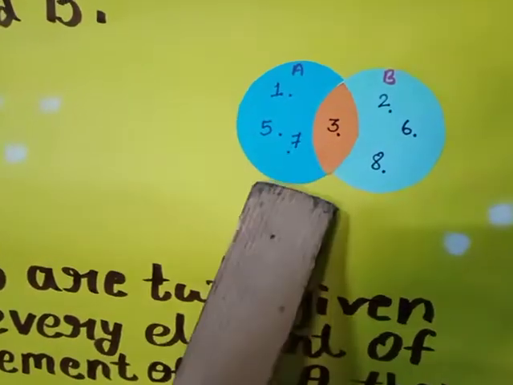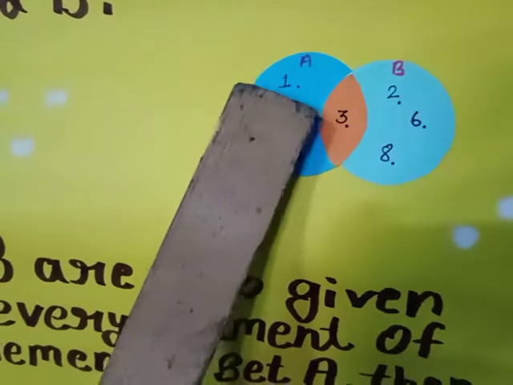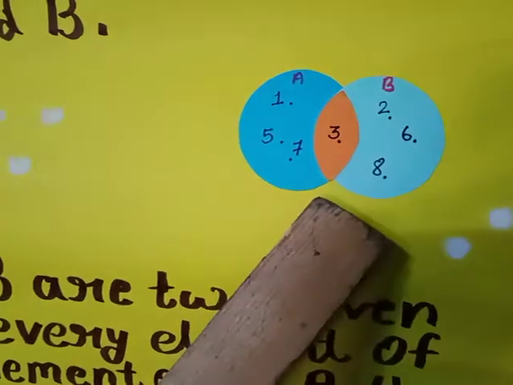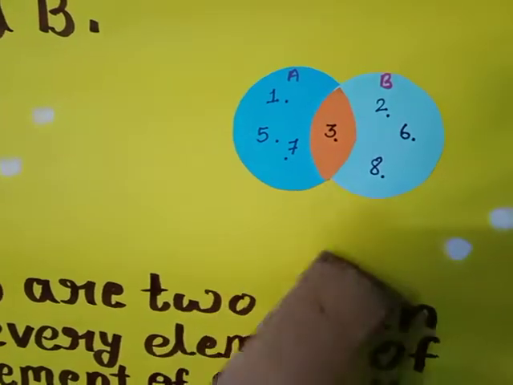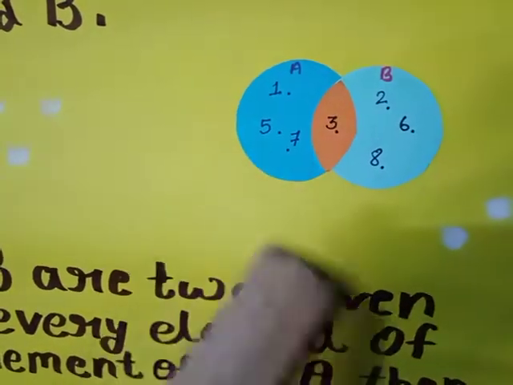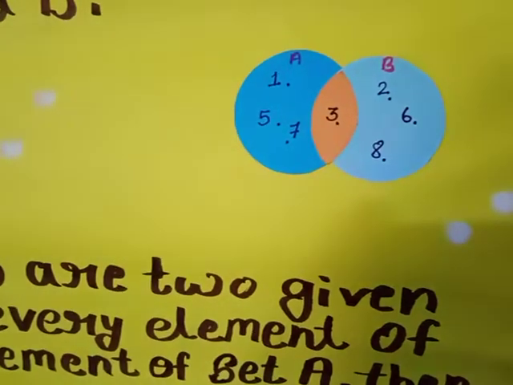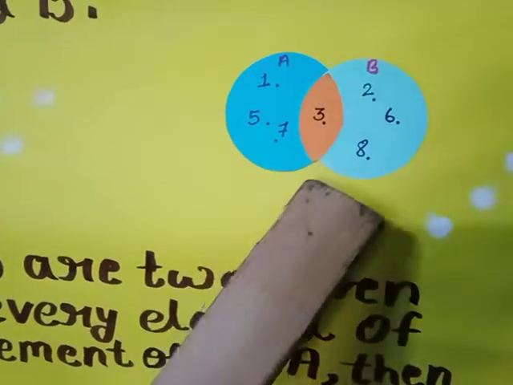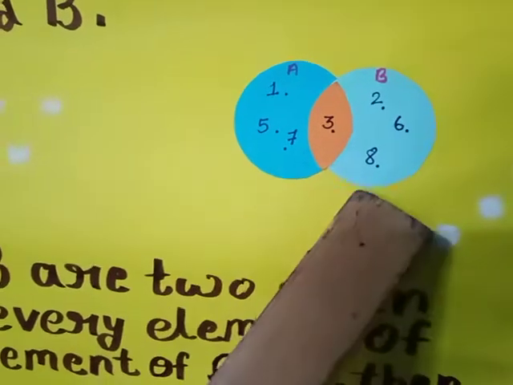When these two come together, we have one common element, that is 3. You can see it in the orange part. That 3 comes in set A and also in set B. So that is called the intersection. This orange part is called the intersection of these two sets.